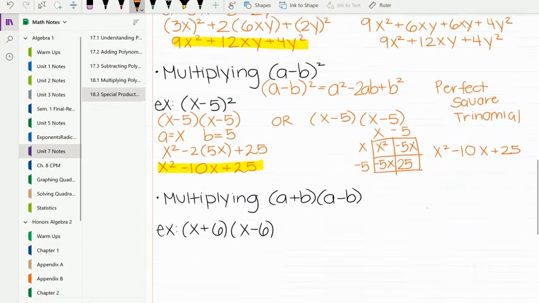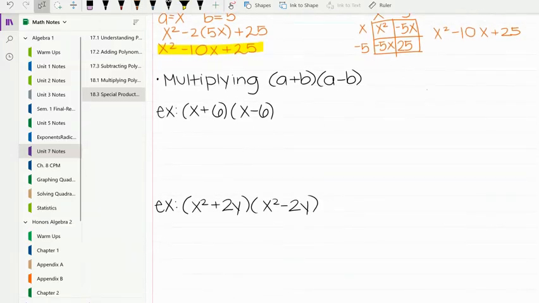All right, almost done here. This is our last type of pattern. In this one, we have (a plus b) times (a minus b). So they're the opposites. When we have (a plus b) times (a minus b), our answer ends up being just a squared minus b squared. This is not called a perfect square trinomial because it's not even a trinomial in the end. This is actually called a difference of squares.